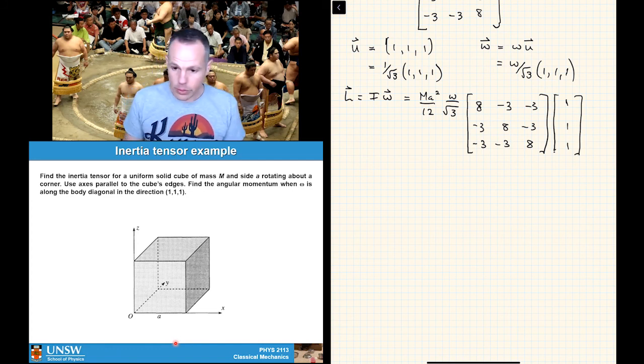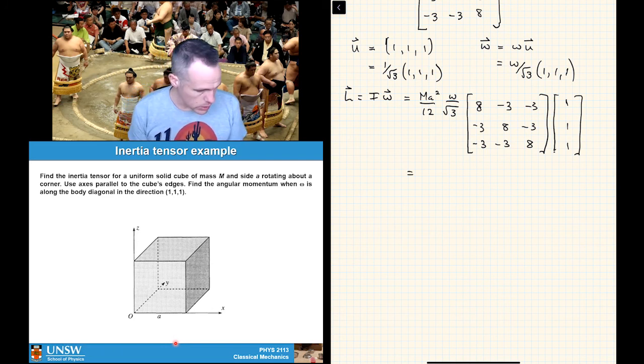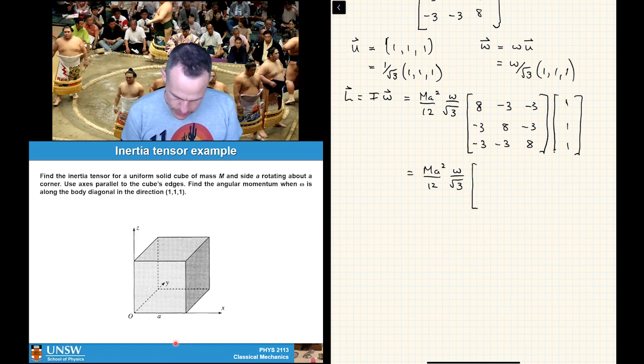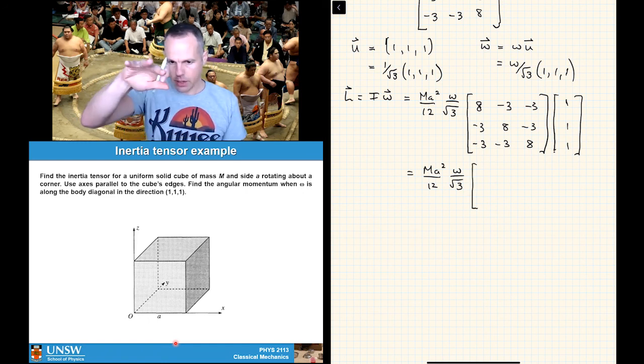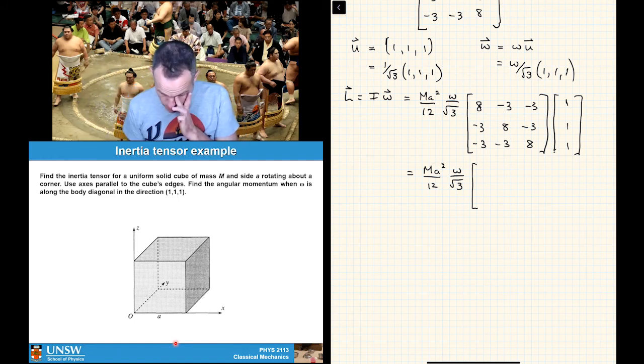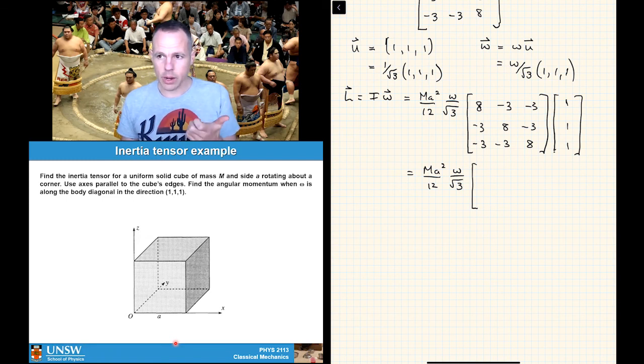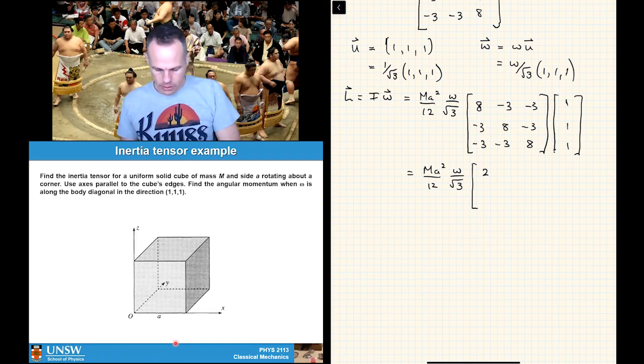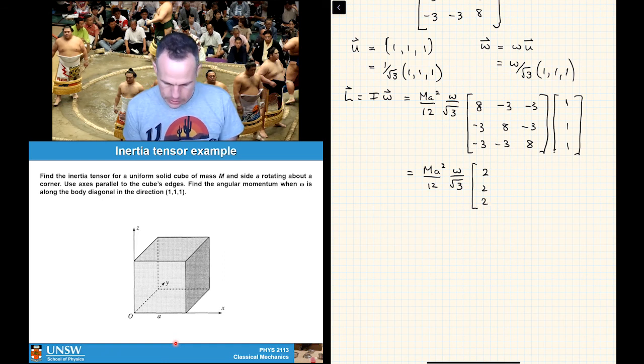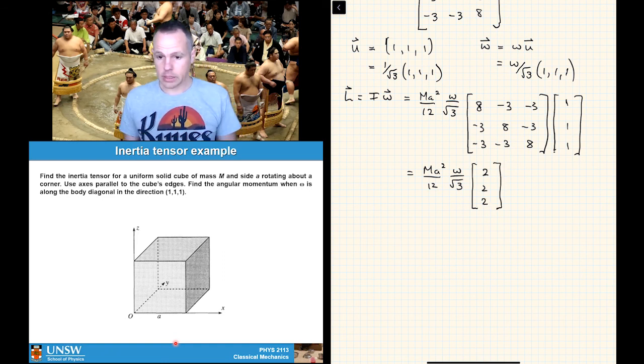And now, as you all know, we would go through and just multiply the matrix by the vector. We've all done this multiple times, I'm sure. So this is ma squared on 12, omega on square root of 3, and if we take the row and multiply it and do that for each of the terms, so it's going to be 8 times 1 minus 3 times 1 minus 3 times 1, 8 minus 3 minus 3 is 2. In the middle one, we've got the middle row comes up and gives us the second element, so it's going to be minus 3 plus 8 minus 3 is 2, and the bottom one is the same, so here's this nice clean vector. Makes sense.